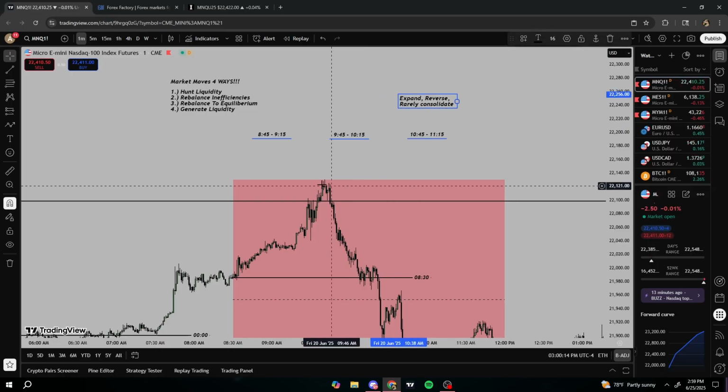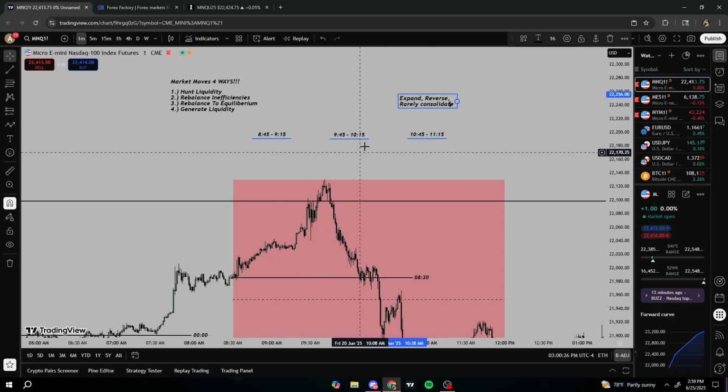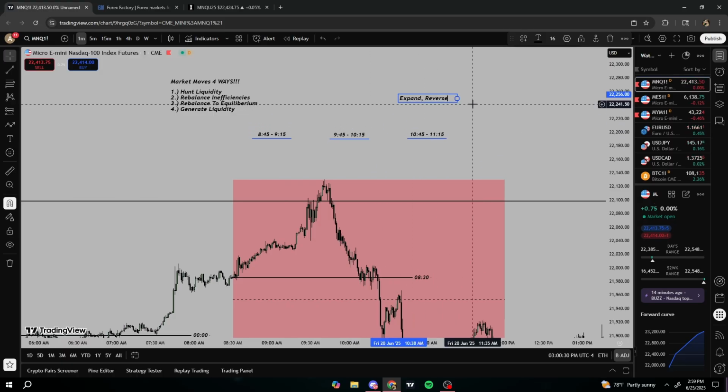If you notice that these macros are consolidating, like this one right here, don't touch it. That's a very, very low probability condition, and you don't want to operate within a consolidating macro. However, this rarely happens, especially with these two macros right here, which we'll dive into. You're going to expect these macros to either 1, expand, or 2, reverse.